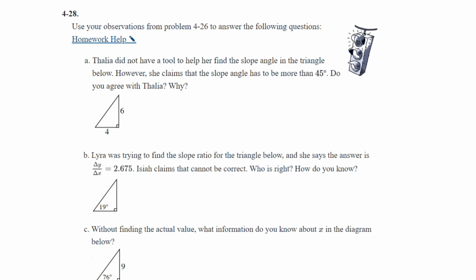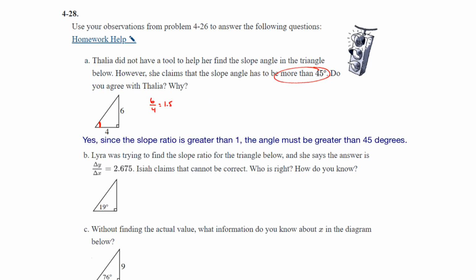Why? So when you're looking at this, and we're looking at the slope angle, which is right down here, the ratio is 6 over 4, or 1.5. And she is saying that this has to be more than 45 degrees. Well, if you go back and look at question 26, one of the things asked is, when is the slope ratio more than 1, and when is it less than 1? So this one is more than 1, so what did we say about the angle when it was more than 1? We indicated that the angle must be greater than 45. So, do we agree? Yes, we do. Once again, since the slope ratio is greater than 1, the angle must be greater than 45.